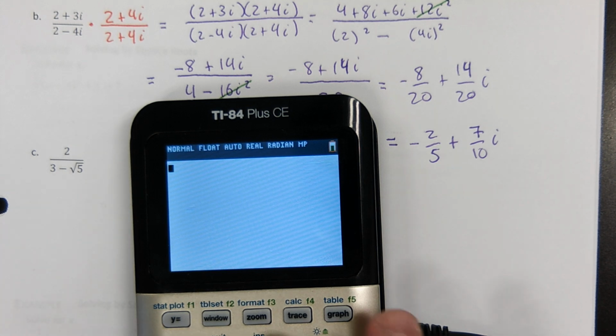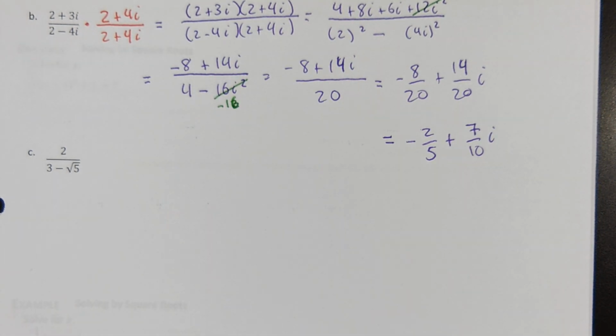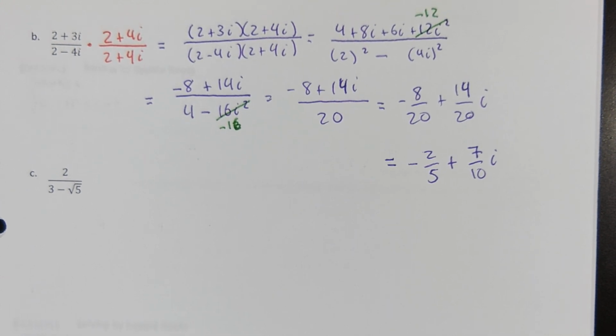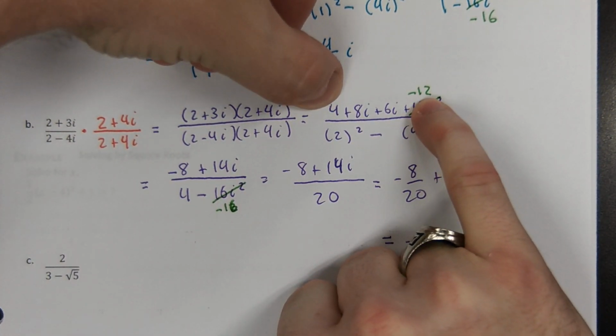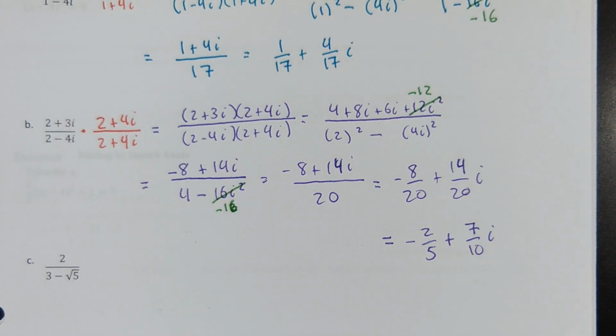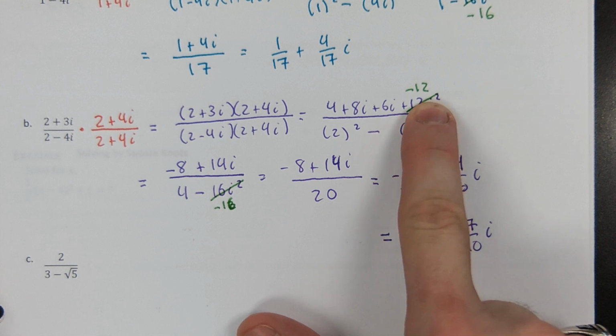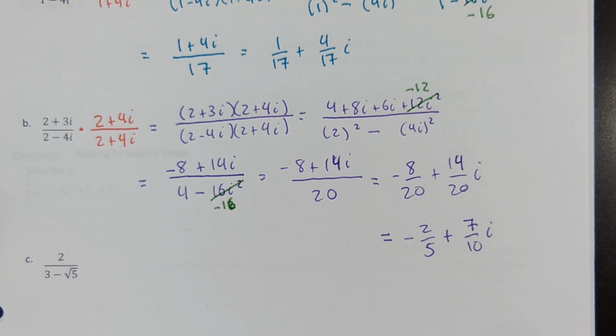Yay, we did it. Oh, okay, hold on. David? I have a question. Where did you get negative 8 from? Where did the 4 and the negative 12 go? I combined them to get negative 8. Oh, okay. It's 4 plus negative 12, which is negative 8. Yes, i squared is negative 1.